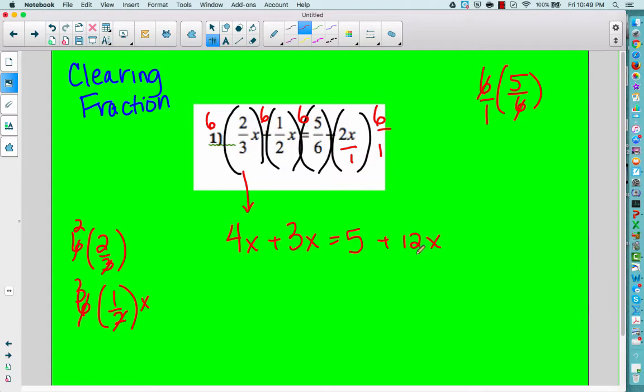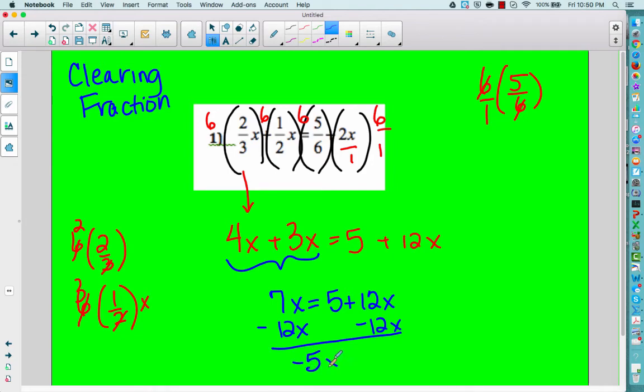Now look at that. Isn't that an easier equation to work with? Well, I hope you're saying yes. So now I'm going to combine the like terms. So 7x equals 5 plus 12x. I'm going to isolate the variable, so I'm going to bring the 12x to the other side, and I get negative 5x equals 5, and then I'm going to divide by negative 5, and so x equals negative 1.